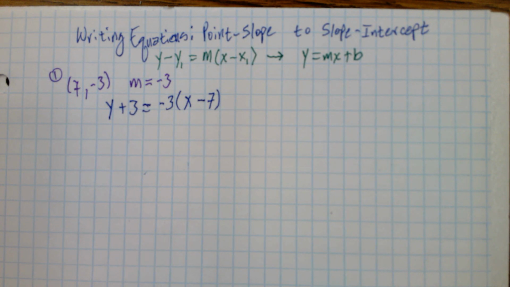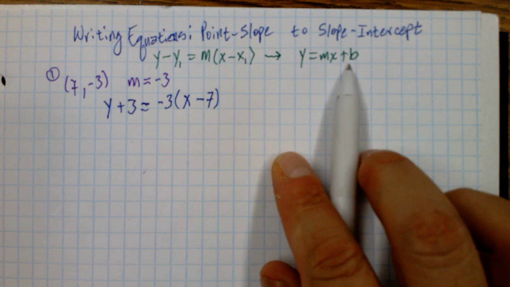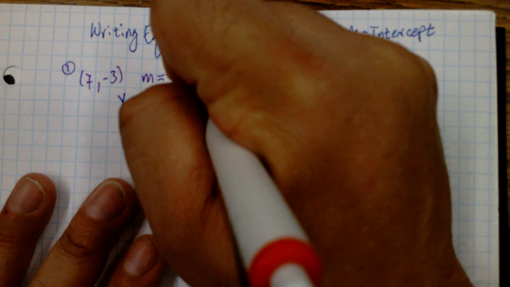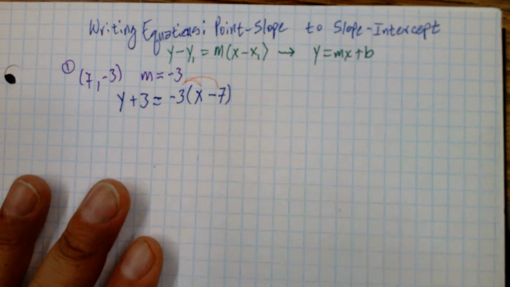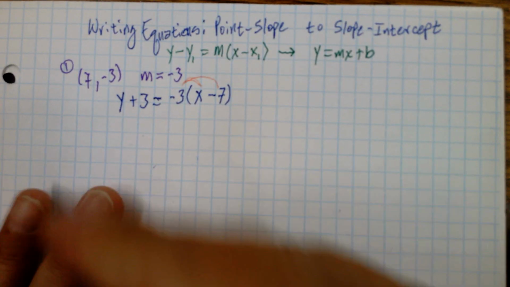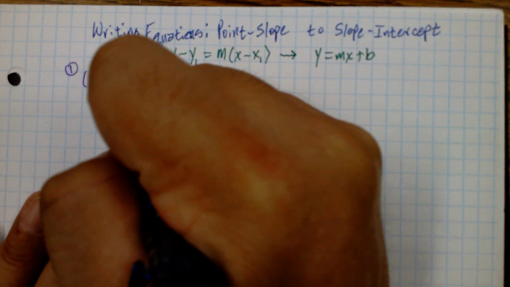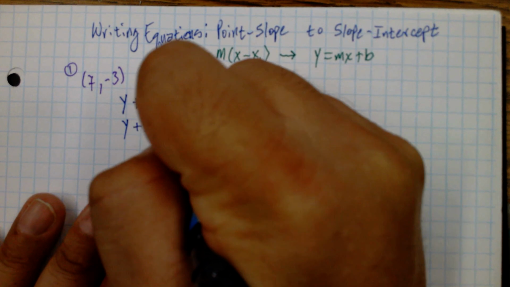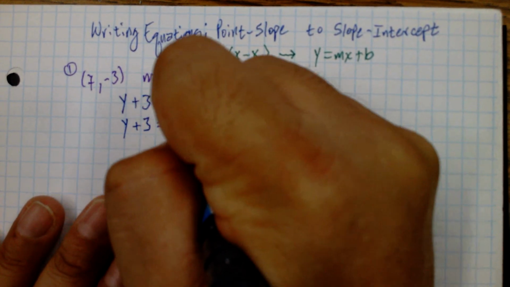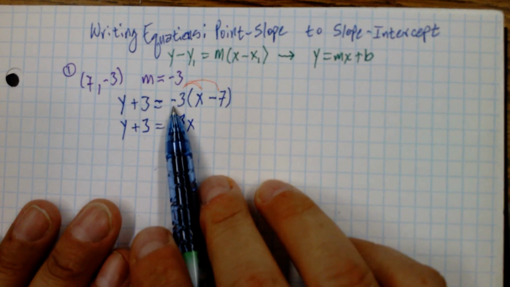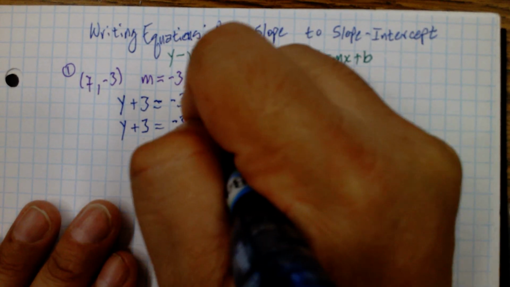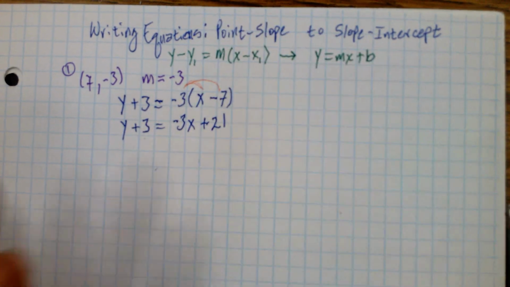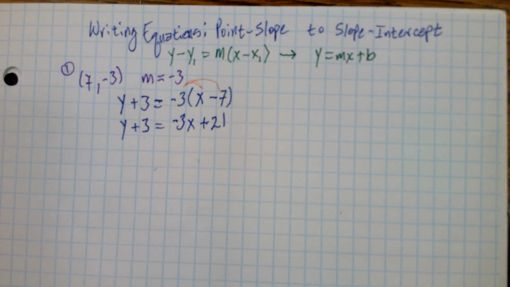All right. So in order to make this look like this, we got to do a few things. Let's distribute. Okay? So we're going to distribute -3. Y +3 stays there, equals -3 times x. And then I'm going to distribute -3 to -7. That becomes positive because negative times negative. That's plus 21. Okay? And we're almost there.